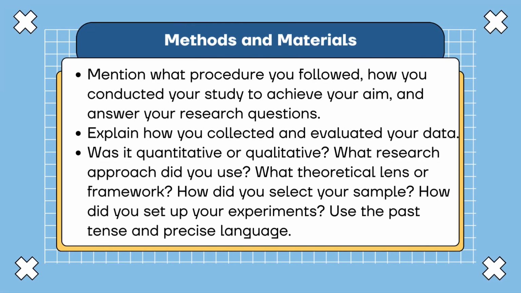Methods and materials. Mention what procedure you followed, how you conducted your study to achieve your aim, and answer your research questions. Explain how you collected and evaluated your data. Was it quantitative or qualitative? What research approach did you use? What theoretical lens or framework? How did you select your sample? How did you set up your experiments? Use the past tense and precise language.